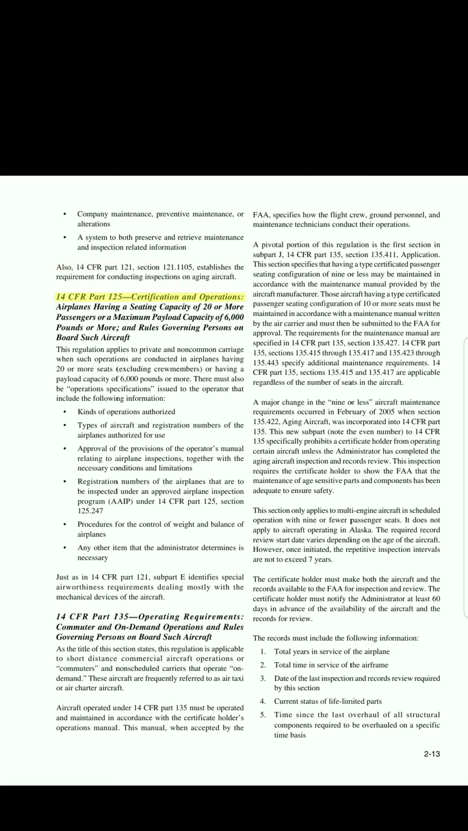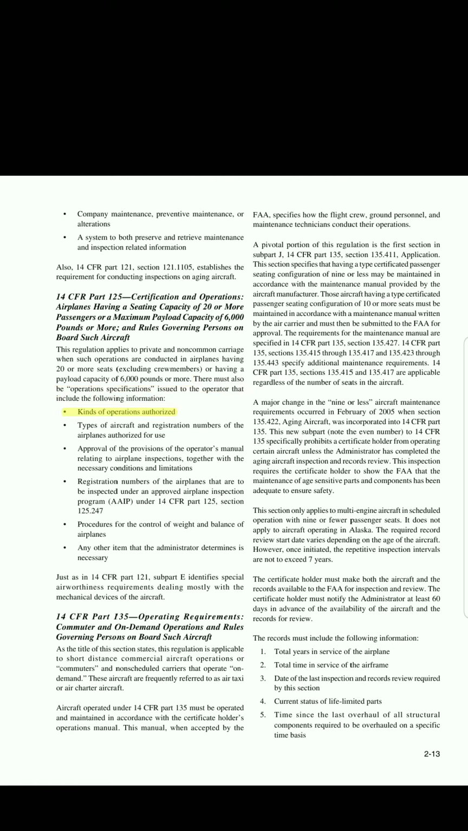14 CFR Part 125, Certification and Operations: Airplanes Having a Seating Capacity of 20 or More Passengers or a Maximum Payload Capacity of 6,000 Pounds or More, and Rules Governing Persons on Board Such Aircraft. This regulation applies to private and non-common carriage when such operations are conducted in airplanes having 20 or more seats, excluding crew members, or having a payload capacity of 6,000 pounds or more. There must also be operations specifications issued to the operator that include the following information.